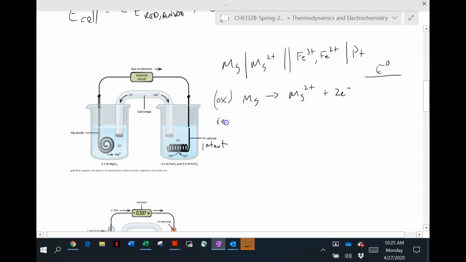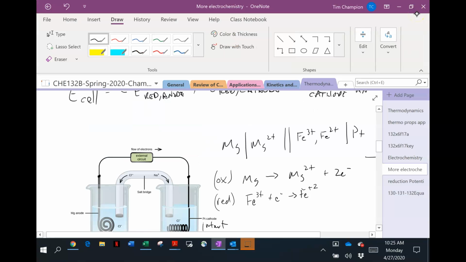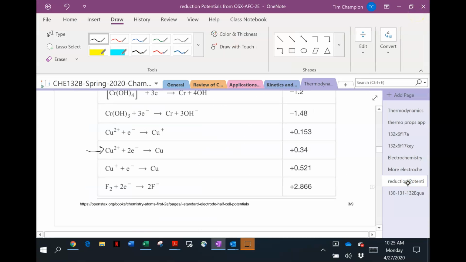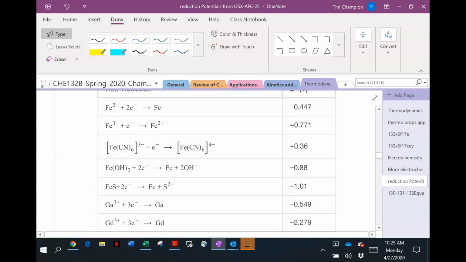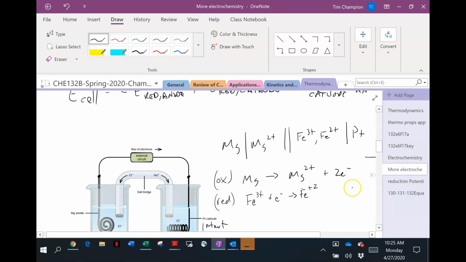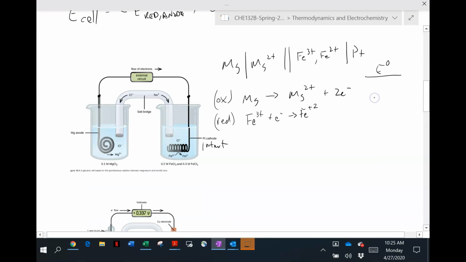On the reduction half reaction, it's going to be iron 3 picking up an electron and giving us iron plus 2. So let's go look those up on our diagram here. We're looking for iron and magnesium. We'll probably hit iron first. So iron 3 to iron 2 right here, positive 0.771 written that way. So this one is positive 0.771. These are all volts.